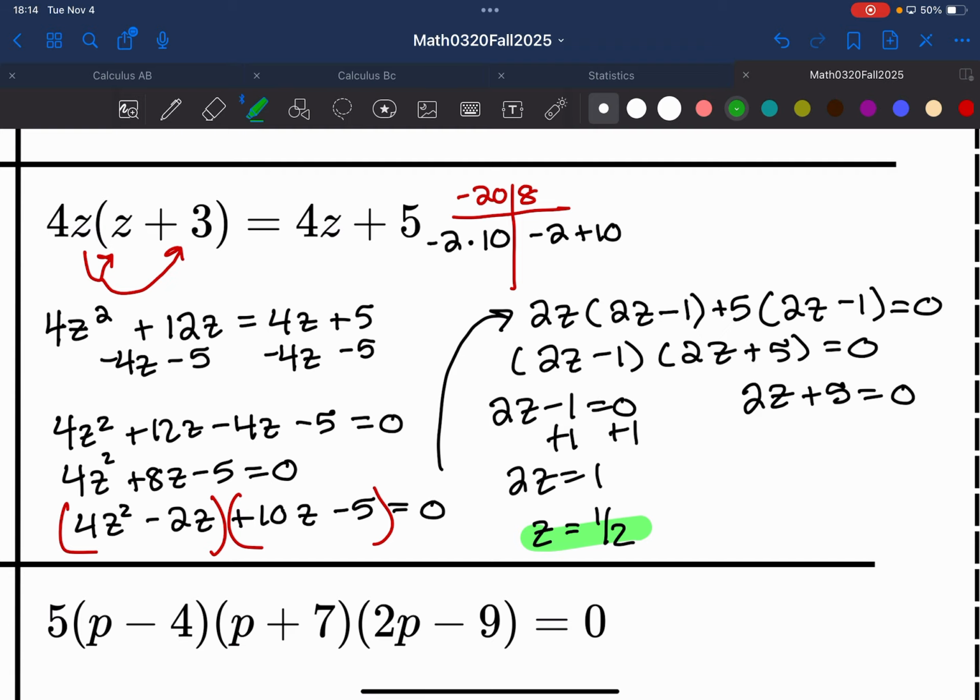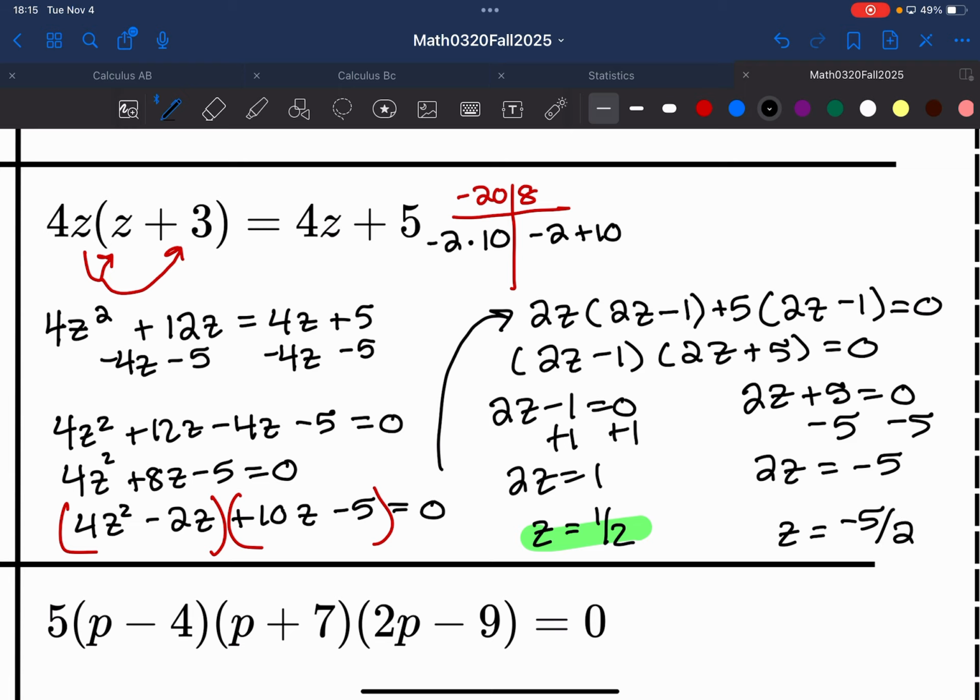Okay, and then on the next one, my first step would be subtract the 5, and I have 2z is equal to negative 5, which means z is equal to negative 5 over 2, because I have to divide both sides by 2. Which means this quadratic equation has how many solutions? 2. 2 solutions. 1/2 and negative 5/2.